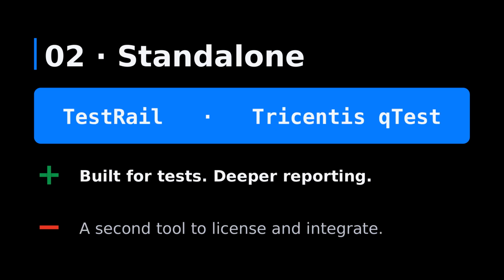Second, the standalone specialists like TestRail or Qtest, a dedicated application that integrates outward. The data model was designed for tests, so the reporting goes deeper and the audit trail is mature. The price is a second tool to license and administer, and an integration you have to maintain.